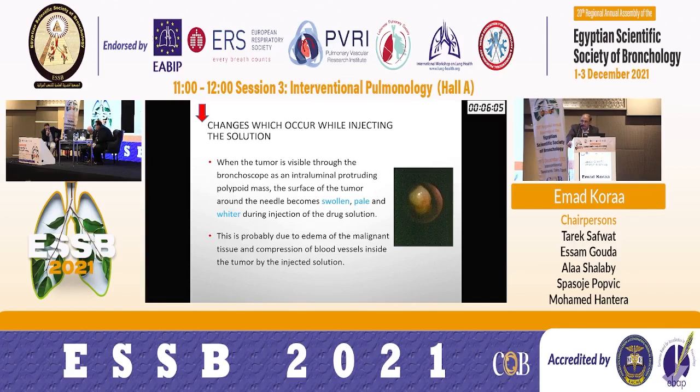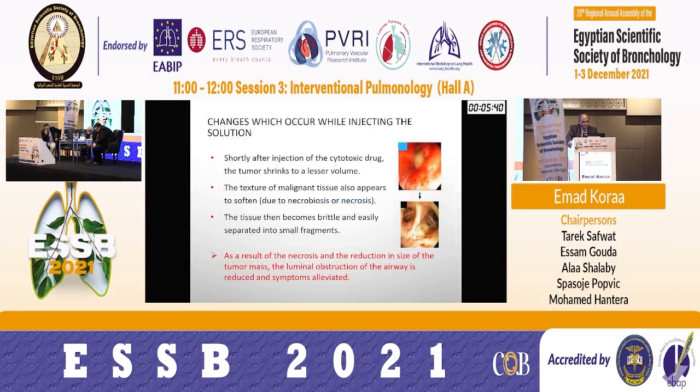So now what are the changes that occur while injecting these solutions into the tumor? Well, the tumor begins to be swollen and pale and becomes whiter in color during injection of the drugs inside the tumor. This is probably due to edema of the malignant tissue and compression of the blood vessels inside the tumor by the injected solution. Shortly after injection of the cytotoxic drug, the tumor begins to shrink to a lesser volume. Then after that there will be necrosis or necrobiosis of the tumor tissue itself, and the tissue then becomes brittle and easily separated into small fragments.